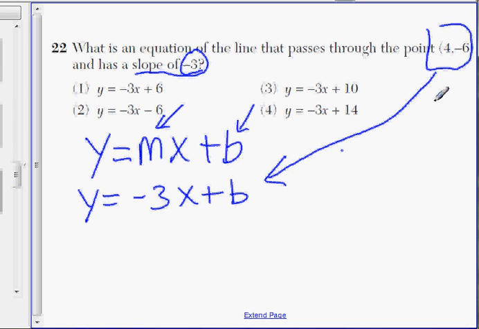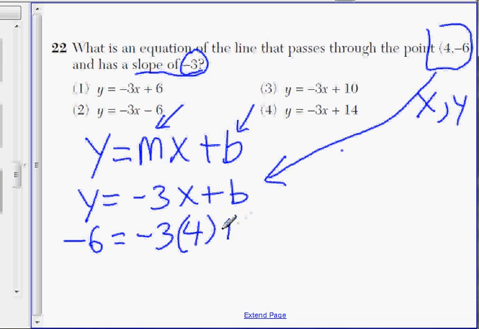4 is going to be the x value. The first coordinate is always the x coordinate, and the second one is going to be the y. So y is going to be -6. Plug it in. x is going to be 4, plus b. Let's solve. -3 times 4 is -12, plus b equal to -6.